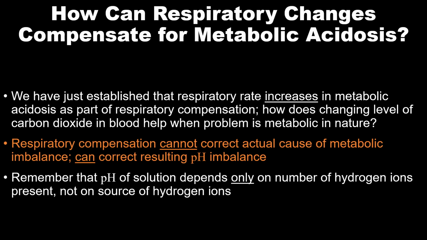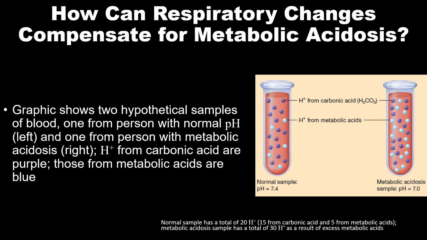Now, we've just established that the respiratory rate increases in metabolic acidosis as part of respiratory compensation. But how does changing the level of CO2 in the blood help when the problem is metabolic in nature? The answer is really that respiratory compensation doesn't correct the actual cause, but it corrects the resulting pH imbalance. Remember that the pH of a solution depends only on the number of hydrogen ions present, not the source of those hydrogen ions.